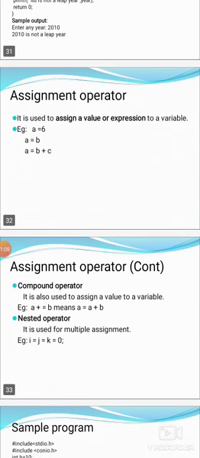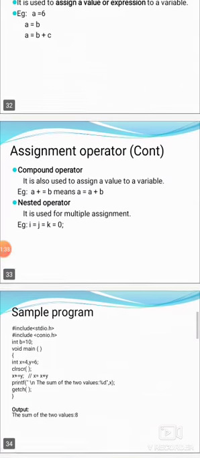Then comes the assignment operator. It is used to assign a value or expression to a variable. For example, a is equal to 6. Here we are assigning the value 6 to the variable a. Whereas a is equal to b means we are assigning the b value to a. a is equal to b plus c means b and c are added and the result is stored in a. This is an assignment operator.